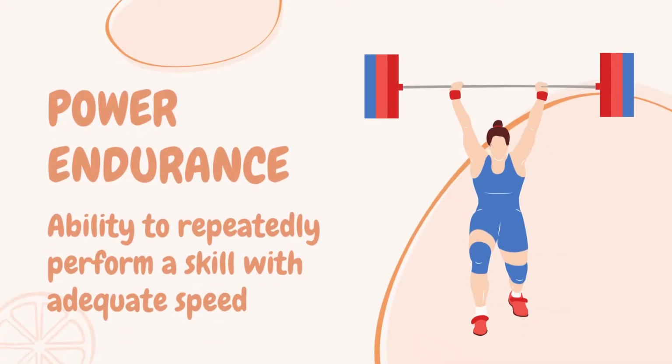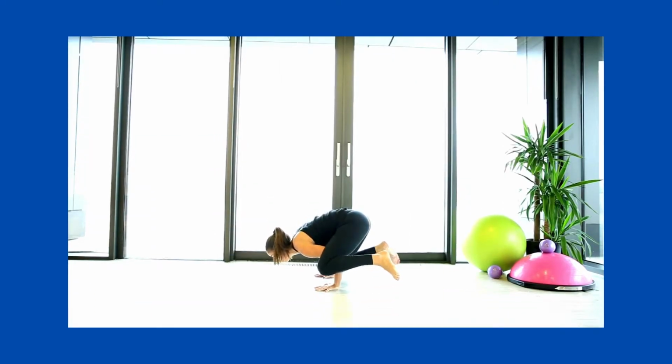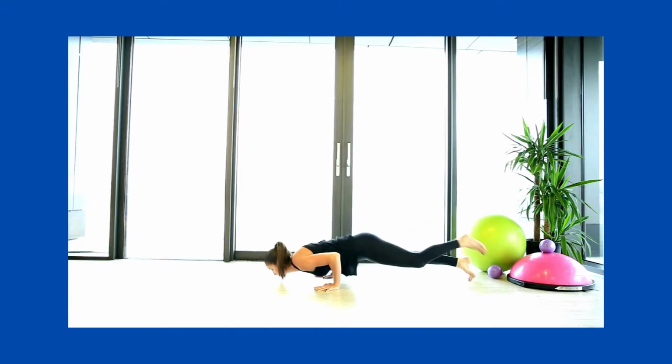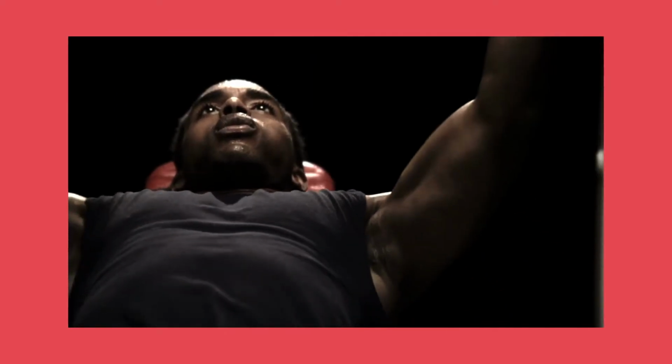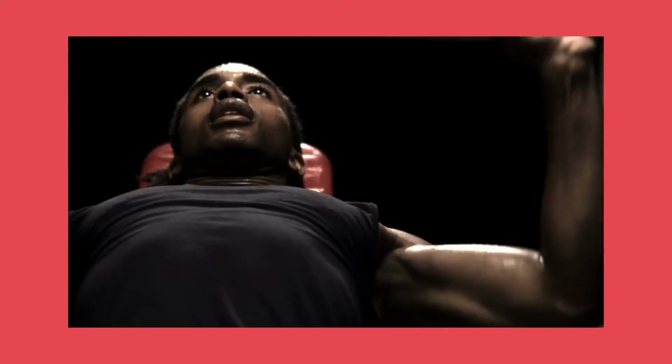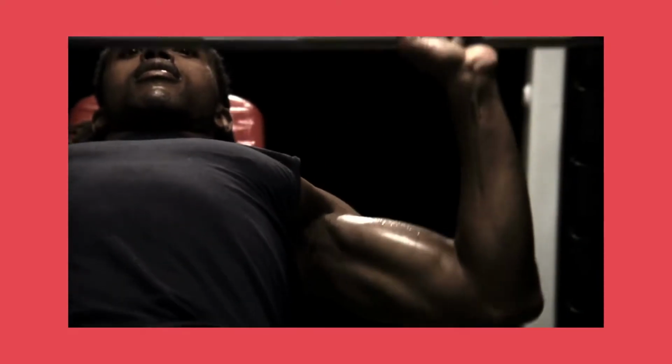Our next component is power endurance. Now this component is similar to muscular endurance in the same way that power and strength are similar. Power endurance, however, is the ability to perform with adequate speed. Once this person is tired, he will no longer be able to bench press at a certain speed, and that is when his power endurance is failing.